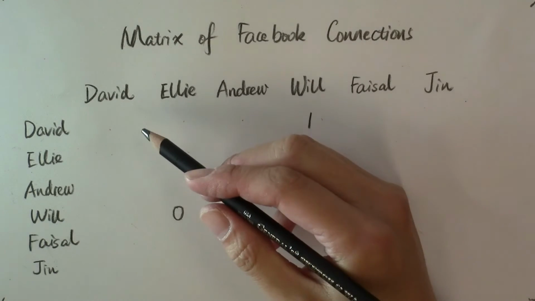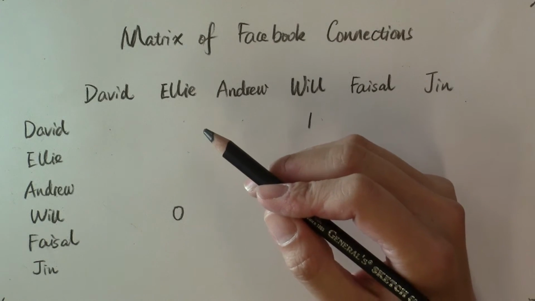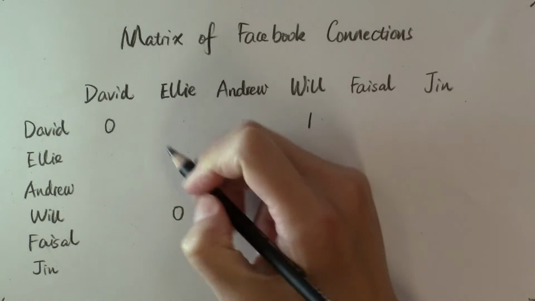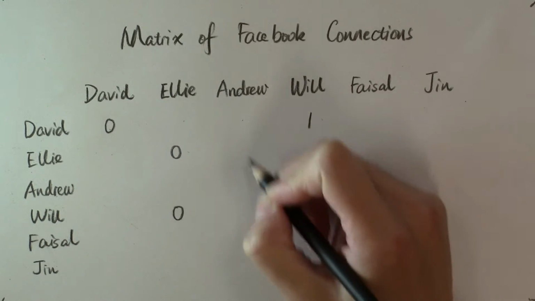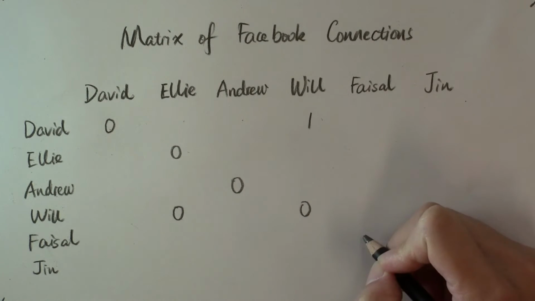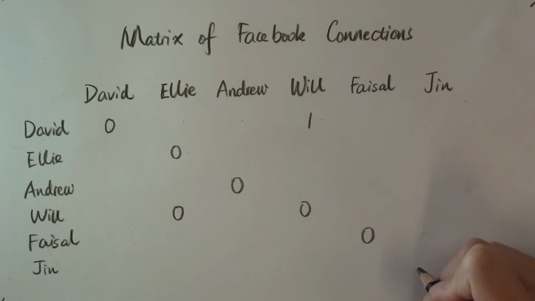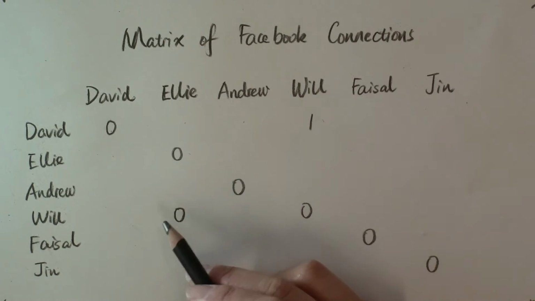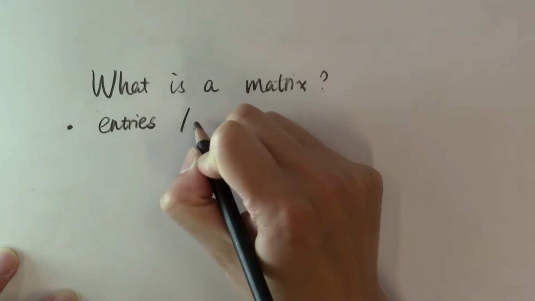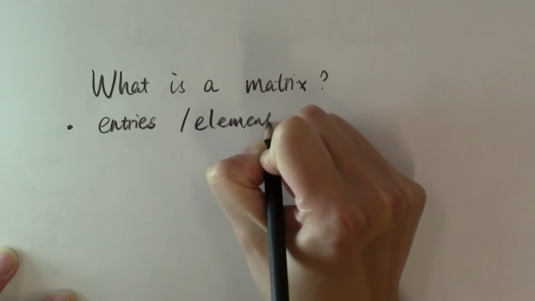Let's assume that each person is not Facebook friends with themselves, so we put zeros at David with David, Ellie with Ellie, Andrew with Andrew, Will with Will, Faisal with Faisal, and Jin with Jin. These numbers are called entries or elements of a matrix.